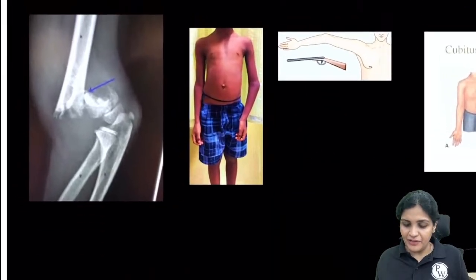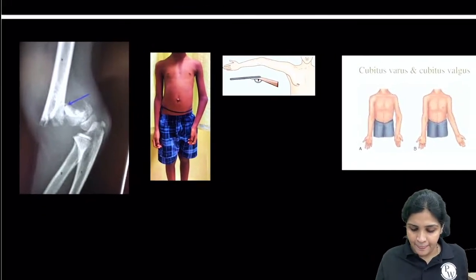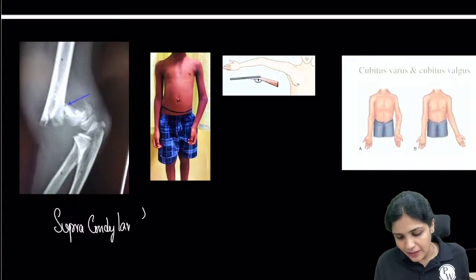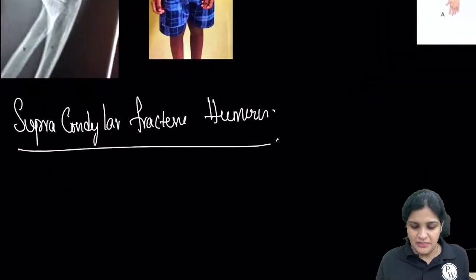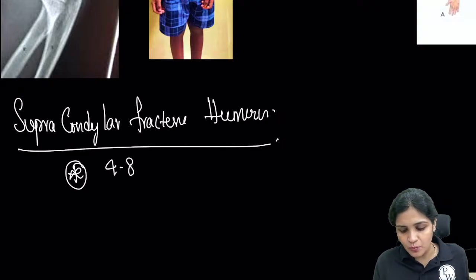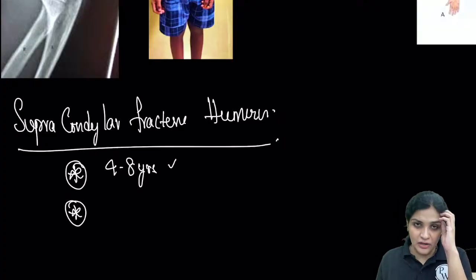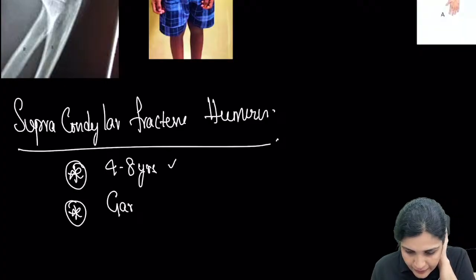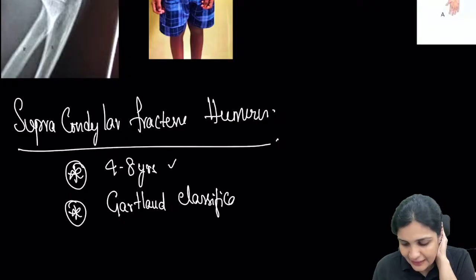Now we are coming to one more very, very important thing. What is this? What fracture? Supracondylar fracture of the humerus, right? It is usually seen in the age group of 4 to 8 years. And what is the classification of supracondylar fracture humerus? Flexion and extension type. Name of the classification? Gartland classification.